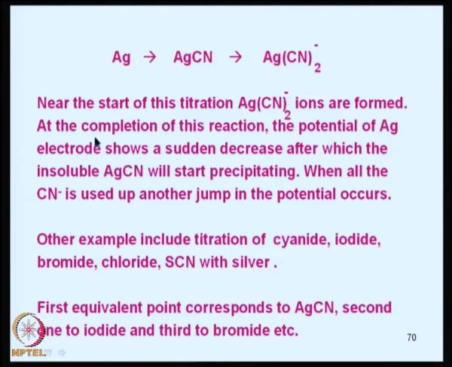At the completion of this reaction, the potential of silver shows a sudden decrease, after which the insoluble silver cyanide will start precipitating. When all the cyanide is used up, another jump in the potential will occur. Other examples of such precipitation titrations involve substances whose solubility products are very low, that is iodide, then bromide, then chloride and thiocyanate, etc.